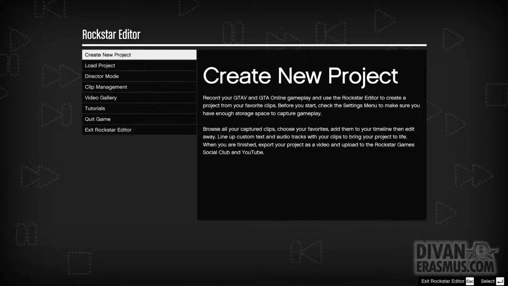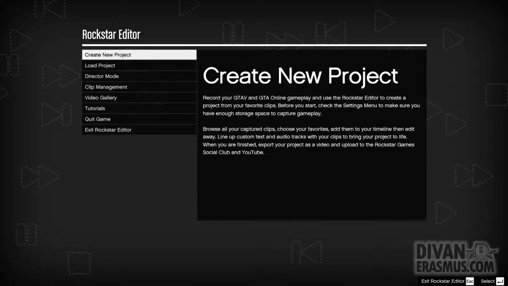So just to quickly go through the main options, you have create a new project, which is the first option. The second option is load a project. So if you have already created a project, you can just load that project and continue, especially if you're saving a project and you want to go back and complete it. Director mode we've already done in the first and the second step. Now clip management is where you check and make sure you have all the videos that you have recorded for your project.